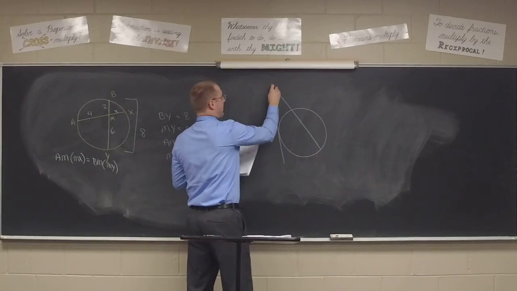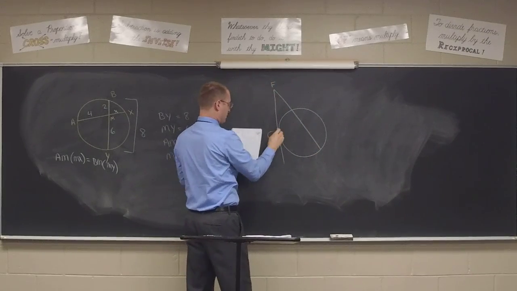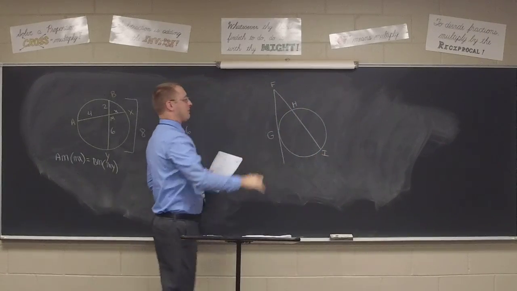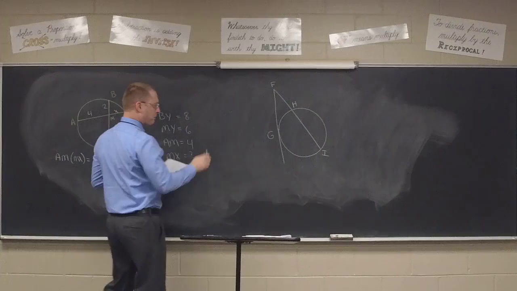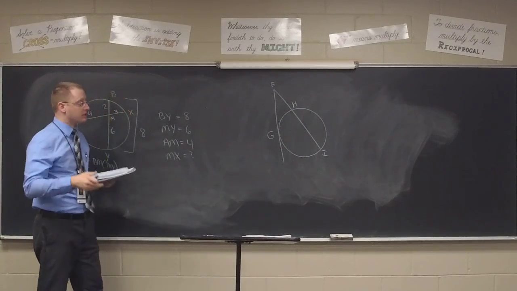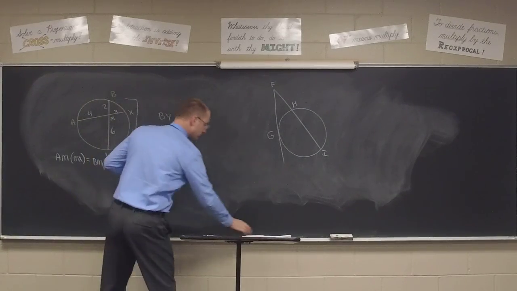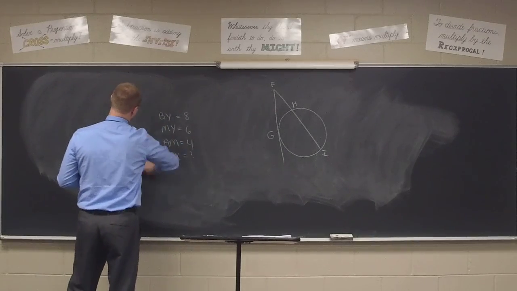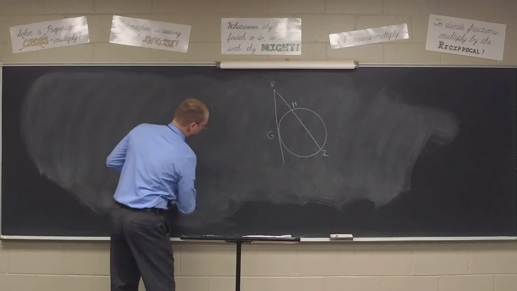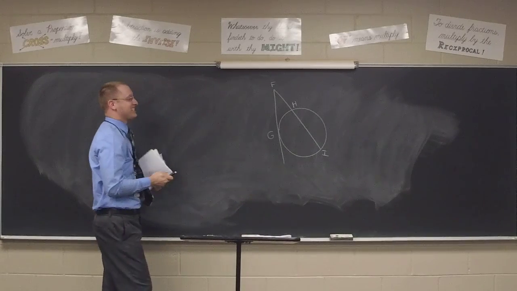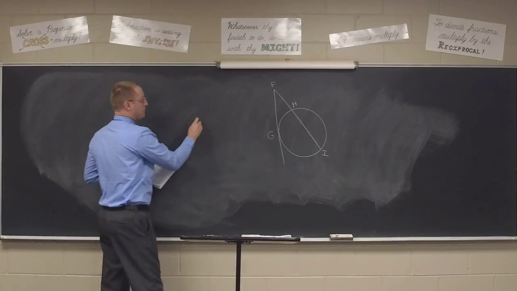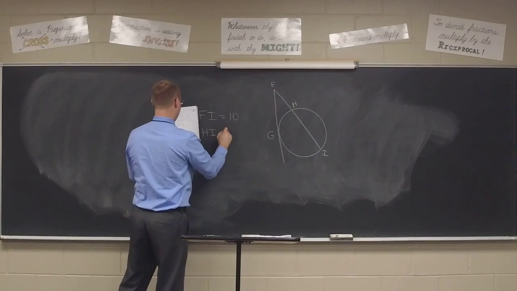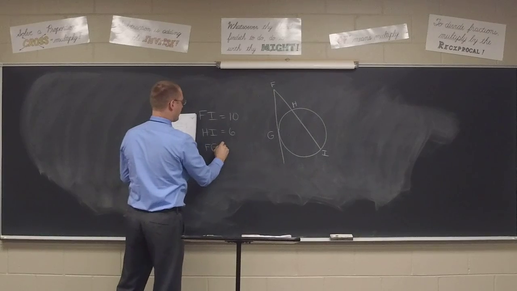All right, so let's suppose we had this picture. We have a circle with a tangent FG and a secant FHI. What proportion goes with this picture, Chris? Secant is to tangent, tangent is to external segment. There we go. Suppose I knew that FI is 10 and HI is 6. I want you to find FG.